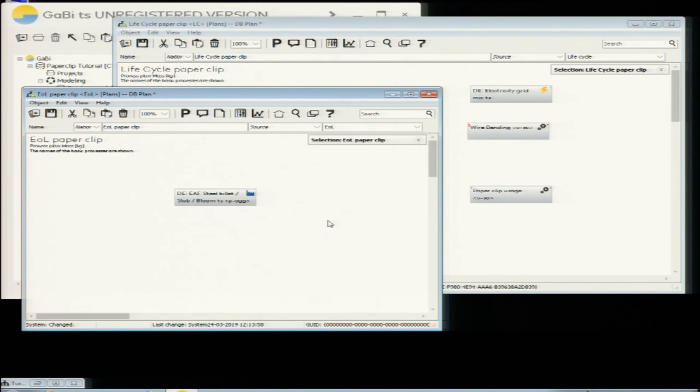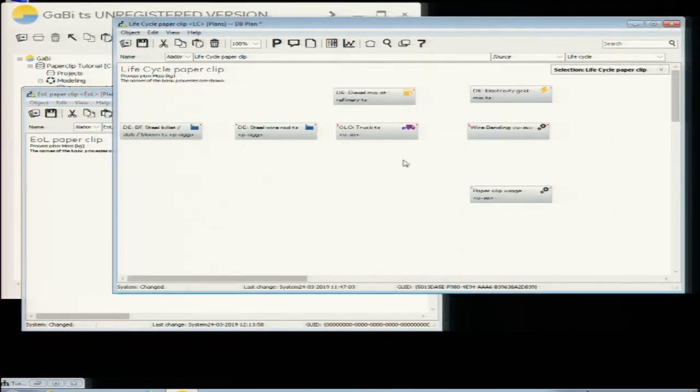Also, I need to tell one very important thing, we need to fix the reference process in each plan. Like in this plan, there has to be one reference process based upon which life cycle assessment would happen, because each process has its own connections, has its own databases, has its own quantity to come in. So, based upon wire bending, I can fix my model.